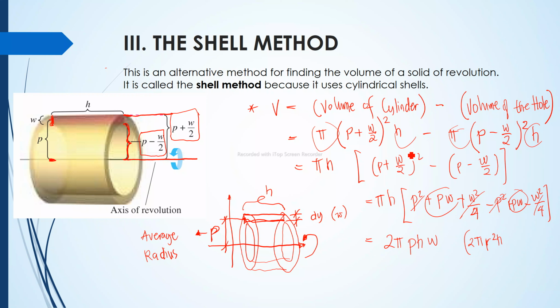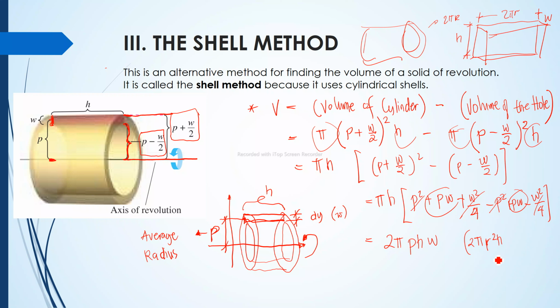It's like the circumference. So in the cylinder, we just get the circumference, that is 2 pi r. That is the 2 pi r. Then to get the area, we will have the h. And to get the volume, we will multiply it with the thickness, w. So this is the volume of the cylinder.